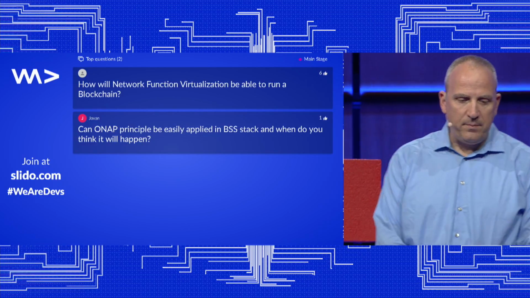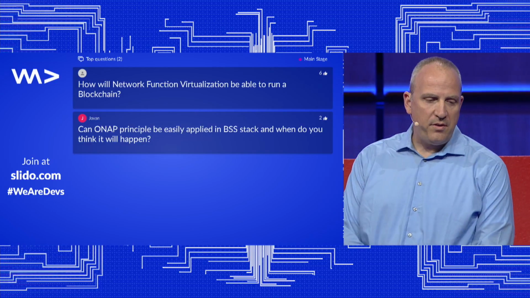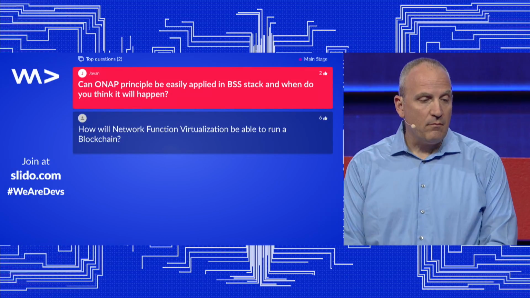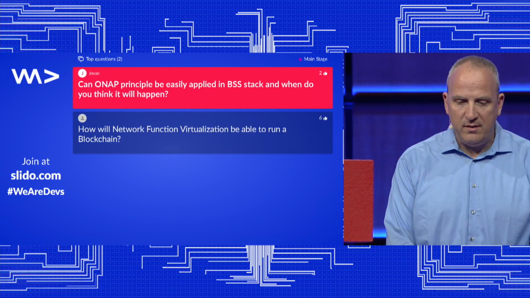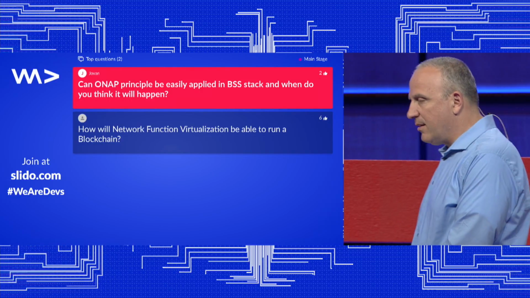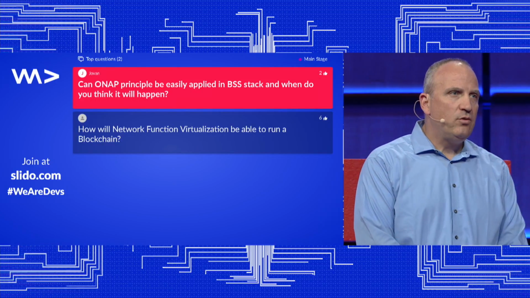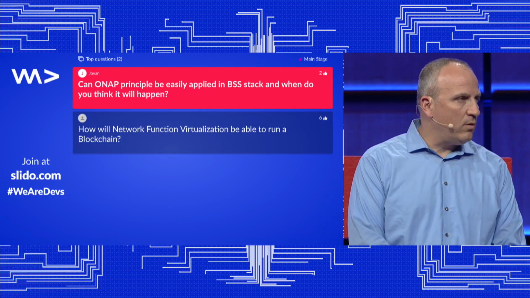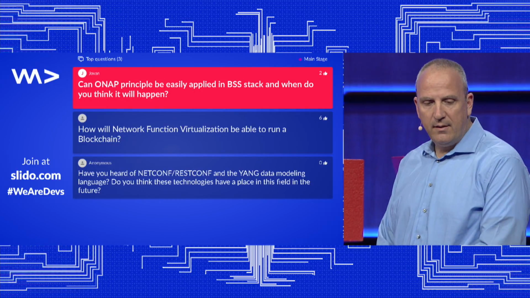Can ONAP principles be easily applied in the BSS stack, and when do you think it will happen? Basically, the BSS stack that you're referring to is the billing and the customer service. So ONAP is mostly related to managing the telecom network. It's a network element, so I'm not sure it's going to run there.